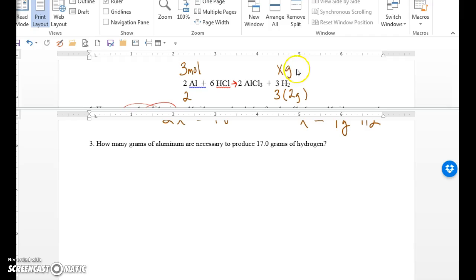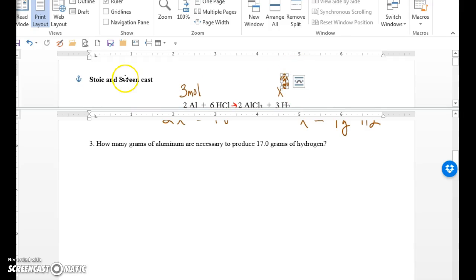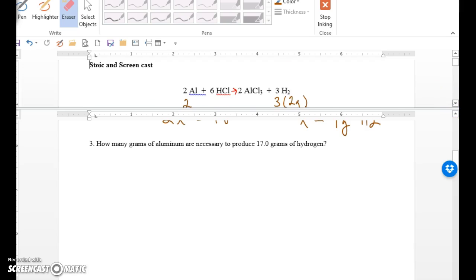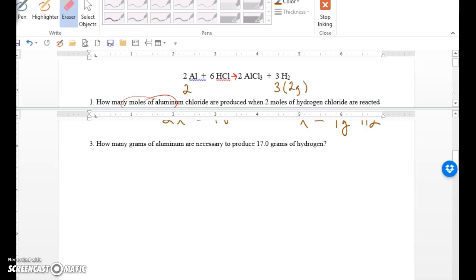Now in this next problem, we're being asked about mass and mass. So that's going to be a little different. We're going to have to use our periodic table a bit more on this one. So I'm going to clear the last problem. We'll go to another color here.